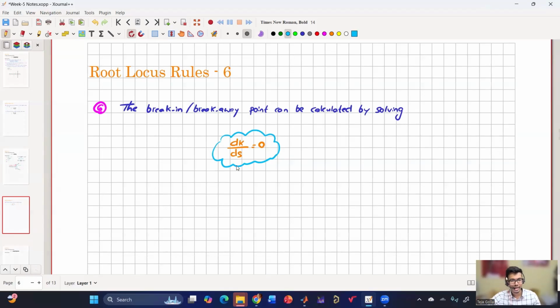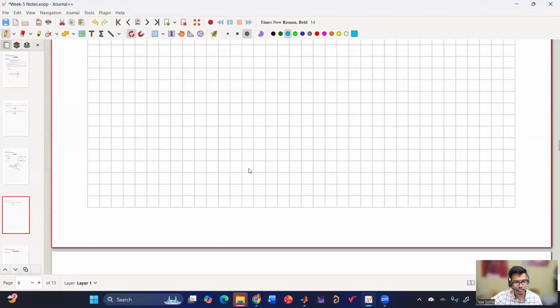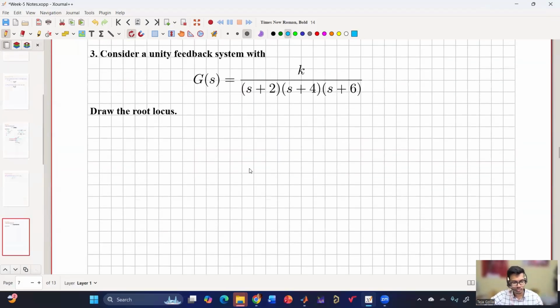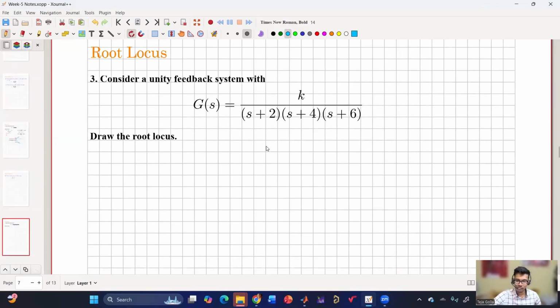Till now, whatever examples we have considered, they have not come across such situations. So now let us consider one problem, and in this problem we'll face such an issue and see how to solve it. Again, we'll start from rule number 1 to 6. So how many poles are there?